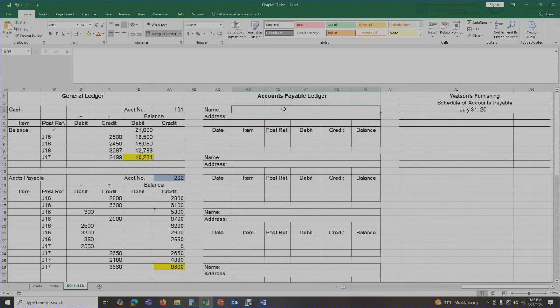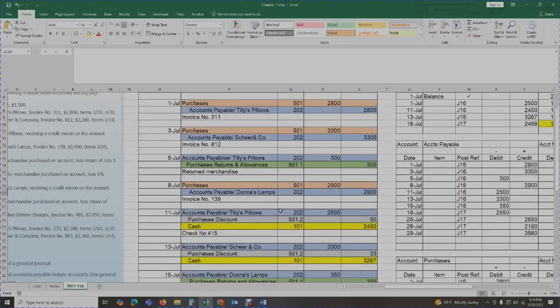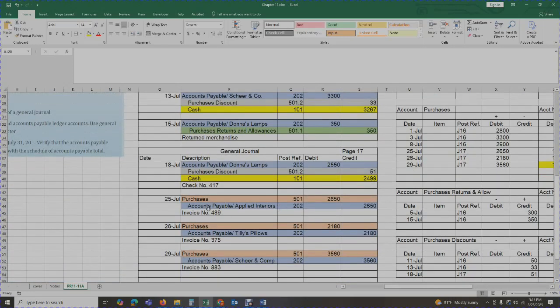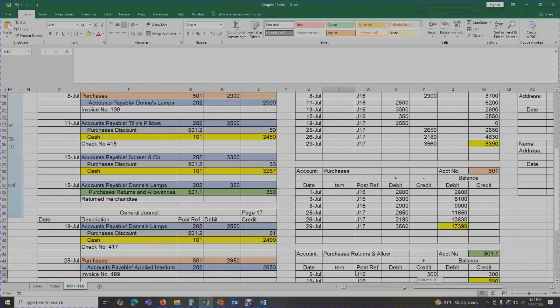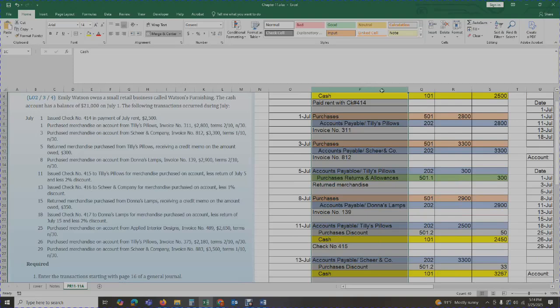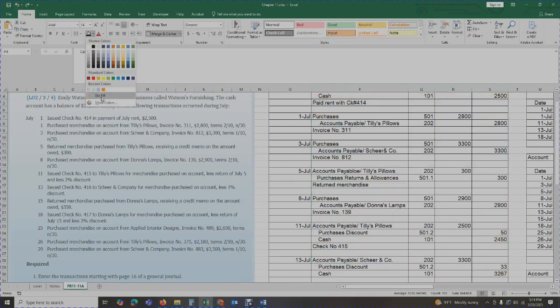So we're going to start off with Applied Interior Design. Now, how many entries do we have for Applied Interior Design? We're going to look over here for Applied Interior, and we only have one entry, and it's for 2,650. For purposes of the next step, I'm going to unmark everything here because I want to make sure that you can see where I'm getting the information. Okay, so I'm not going to put any fill.